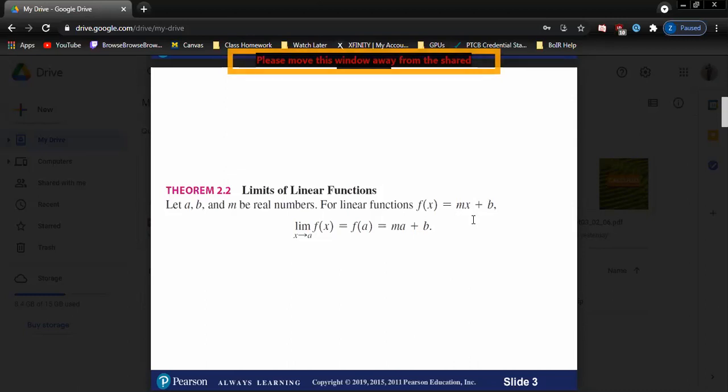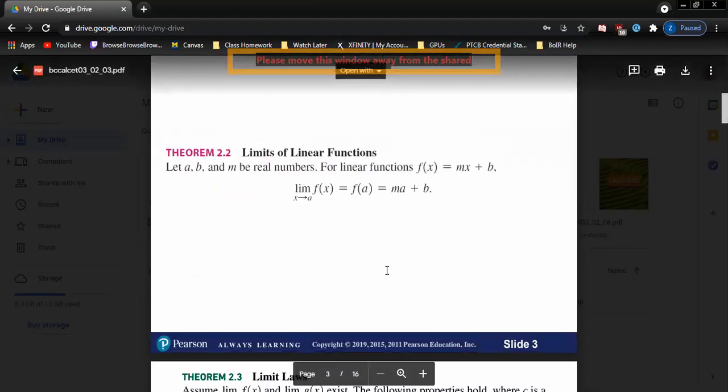If you have a linear function and you are asked to find the limit of that, you can just plug in the value in place of x. That means if x tends to a, then if you just plug in a in place of x, you'll get the limiting value. Okay, let's see one example of it.